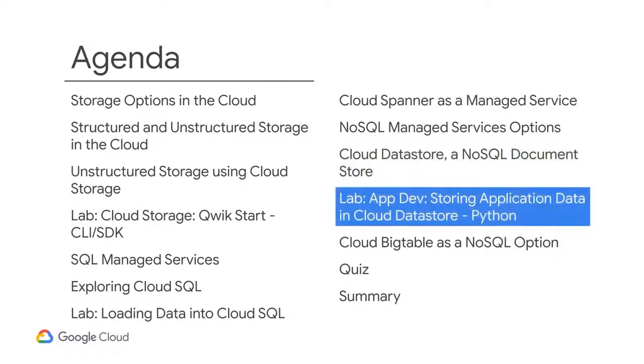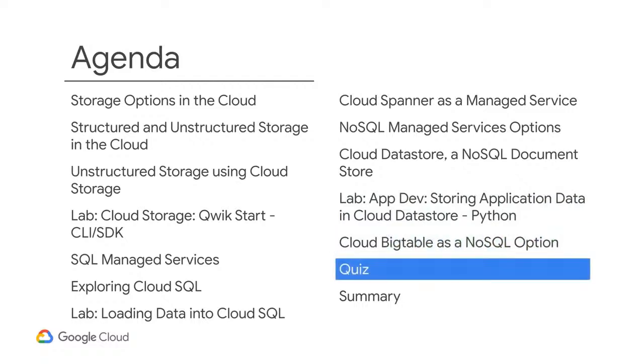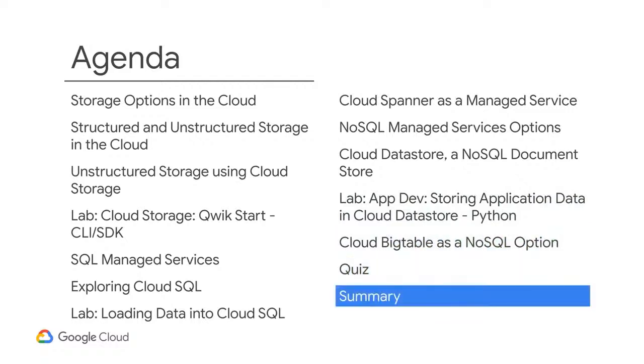You will complete the module with an app development activity that requires you to store app data in Cloud Data Store. And then you will learn how Cloud Bigtable can be leveraged as a NoSQL option. The module will end with a short quiz and a recap of the key learning points covered in the module.